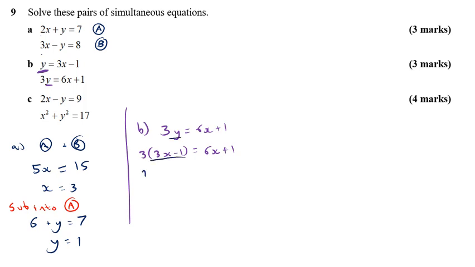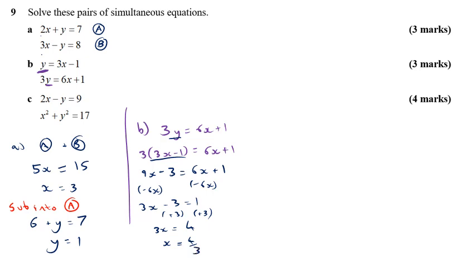So expanding here, 9x minus 3 equals 6x plus 1. I would then minus 6x from both sides. I would add 3 to both sides. And so we get 3x equals 4, and therefore x equals 4 thirds.